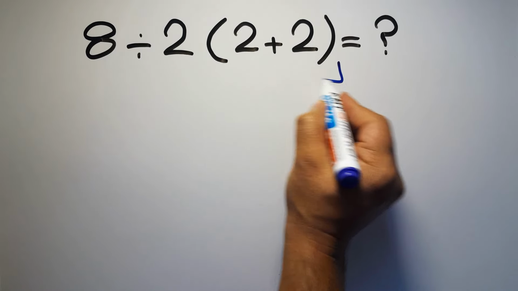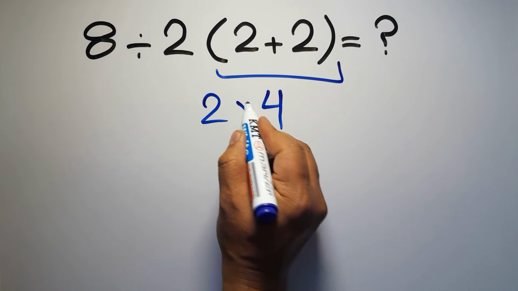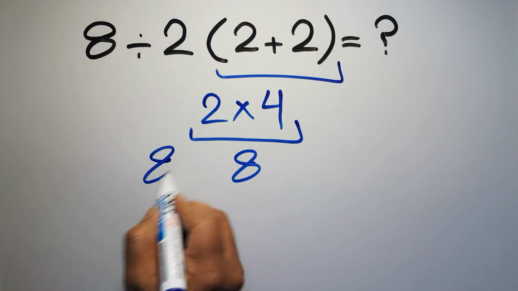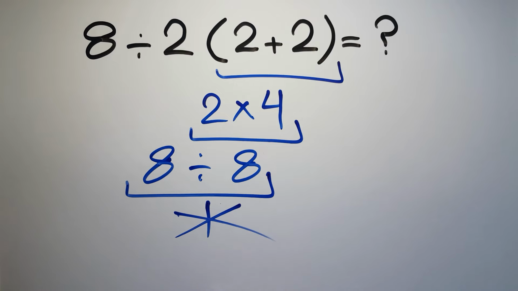2 plus 2 gives us 4. And 2 times 4 equals 8. So 8 divided by 8 is just 1. But this answer is not correct.